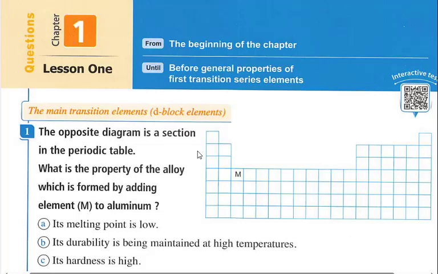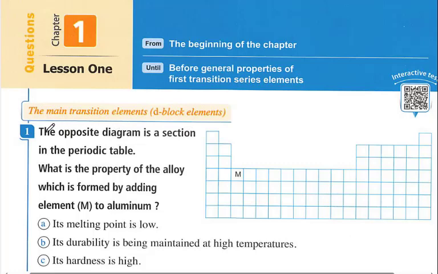Hello my dear students, today we will have a revision on the curriculum. So this revision will include all the questions in المعاصر, okay? All the questions. So let's start.